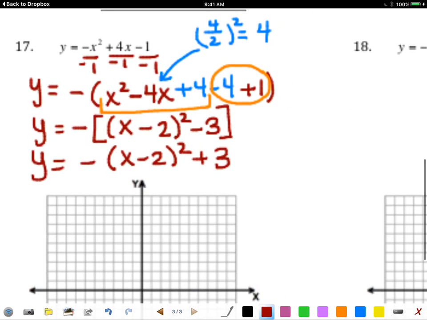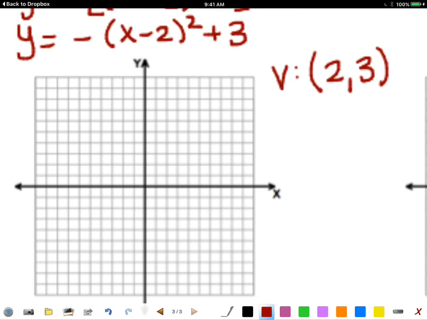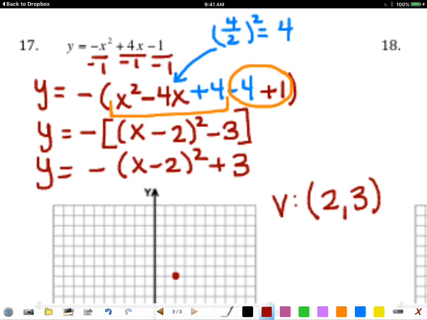Okay. And what's my vertex? Positive 2, yeah. Okay, so go positive 2 and positive 3. And go down. Why is it plus 3? Because it's a positive 3 because, hey, wait.